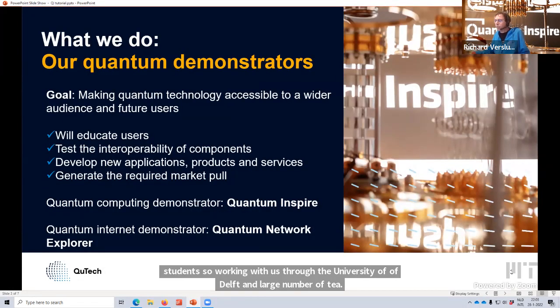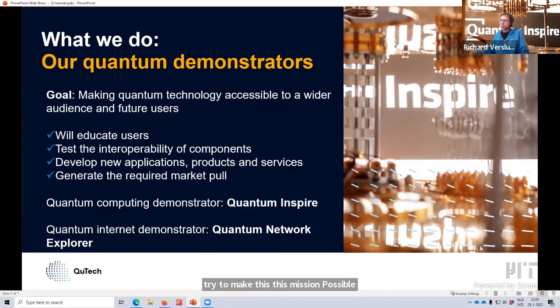One of the things that we started doing a couple of years ago is to build quantum demonstrators. We call them demonstrators or sometimes prototypes, because we understand that we're still a long way from building actual quantum computers that are useful and yield, let's say, economic advantage to users. But our goal is to make quantum technology accessible to a wider audience and future users. And I think you're all part of that audience.